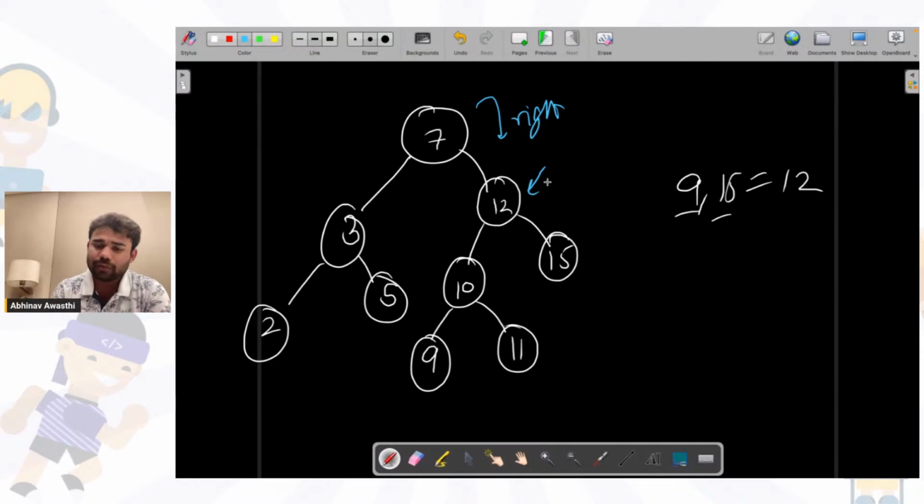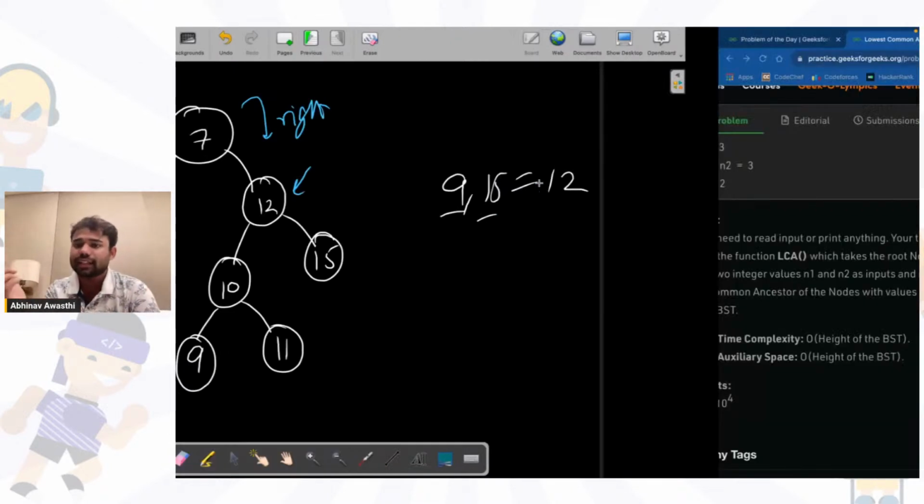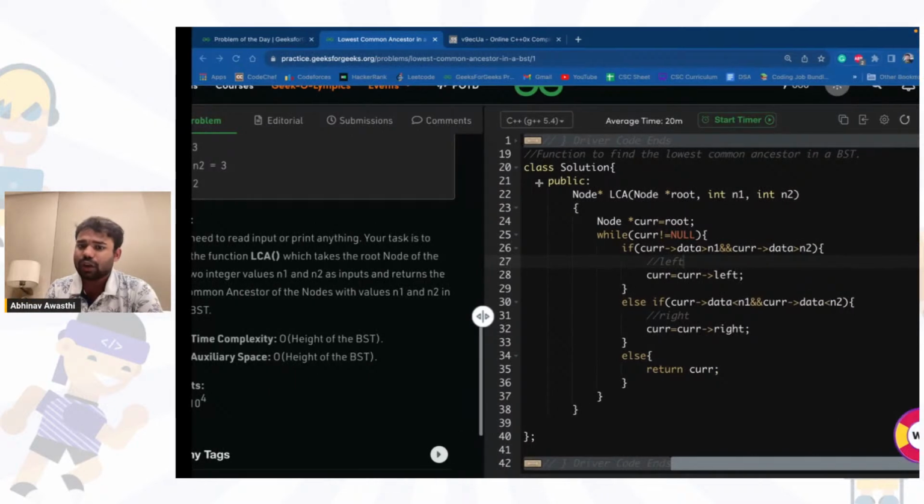Now let's say for 12, 9 is smaller and 15 is greater. That means 12 is the answer. Okay, so if both the values are less, go on left. Both are greater, go on right. Else you have the answer.